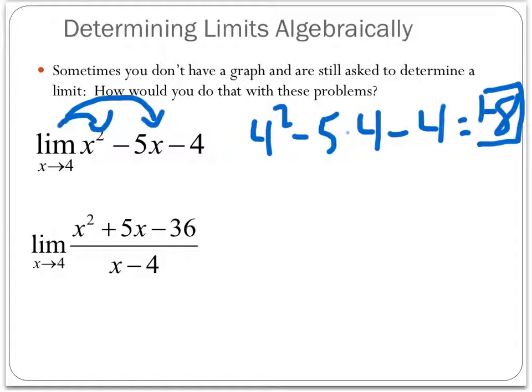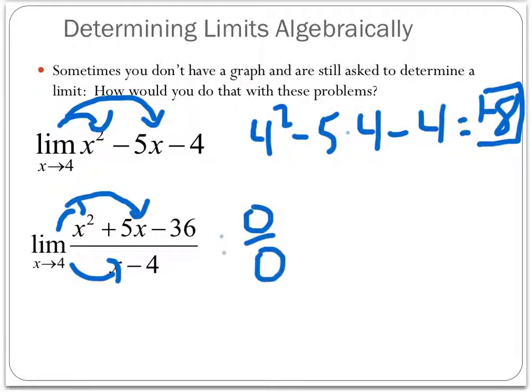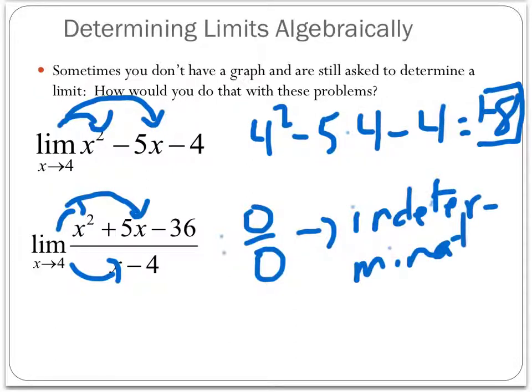However, here, when we substitute, x approaching 4, for every value of x, you'll notice that we'll actually get 0 divided by 0, which is what is called an indeterminate form. And that form means that there is an answer. We can't determine it this way. So 0 divided by 0 means there's still an answer. We just have to look for a different way to find that answer.